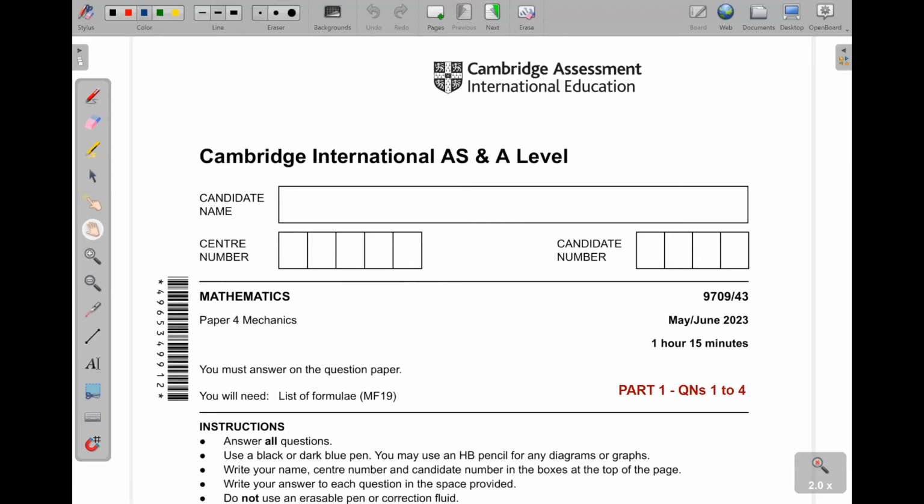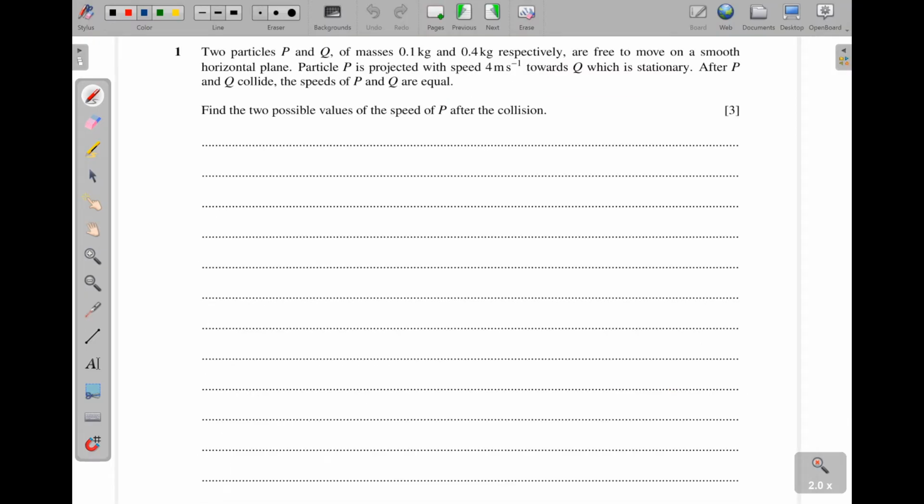This is Teacher Simon taking you through Cambridge International AS and A-Level Mathematics paper 4-3 for May-June 2023 for questions 1 to 4. Question 1: two particles P and Q of masses 0.1 kilograms and 0.4 kilograms respectively are free to move on a smooth horizontal plane. Particle P is projected with speed 4 meters per second towards Q, which is stationary. After P and Q collide, the speeds of P and Q are equal. Find the two possible values of the speed of P.